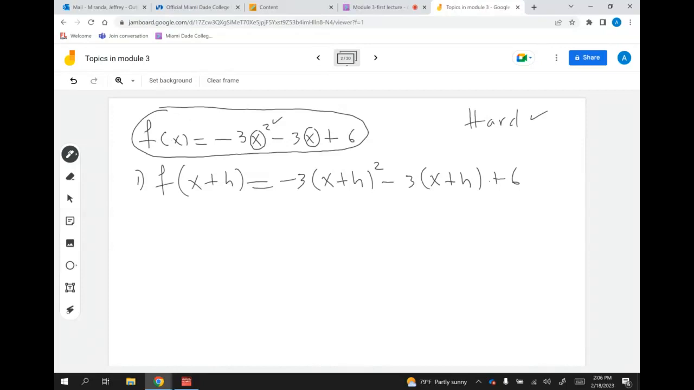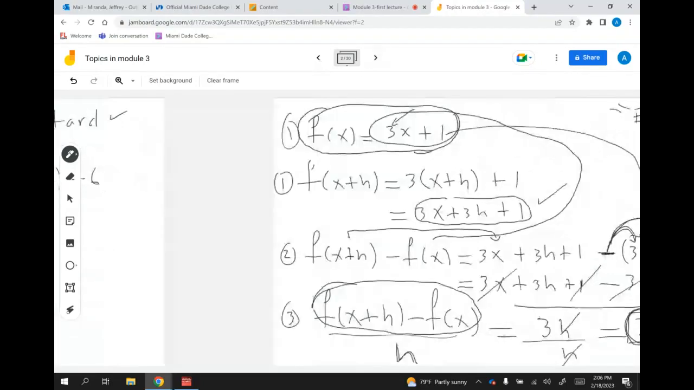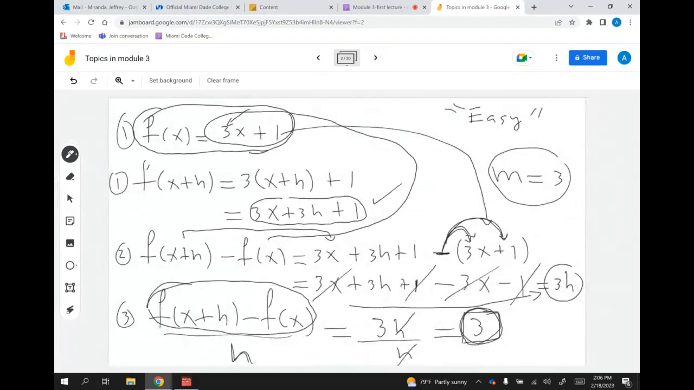That's my first step. Now, looking back at this example, the one that we just did, look what happened here. You see? There was no x squared here. This one is easy because of that. A lot easier, you will see.